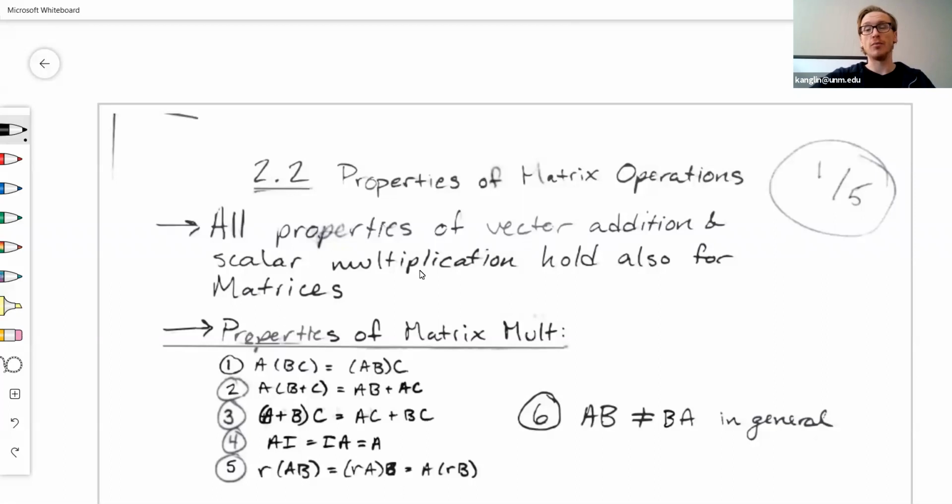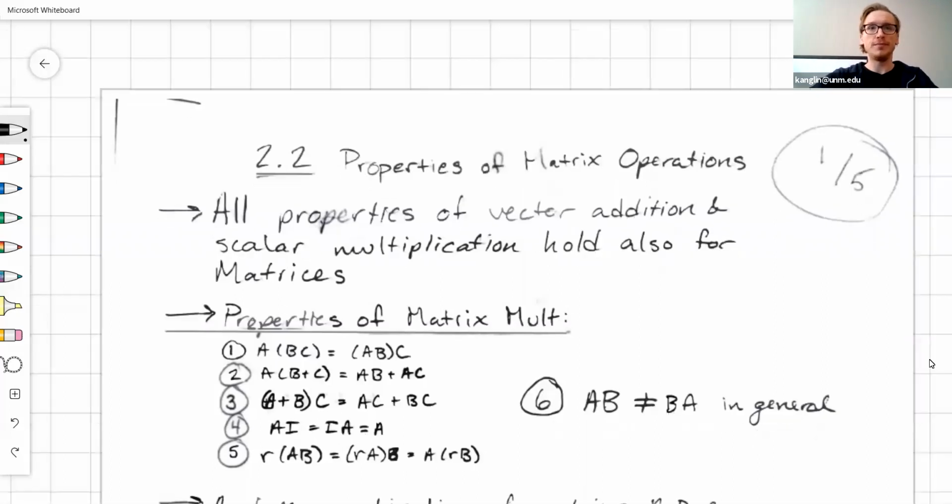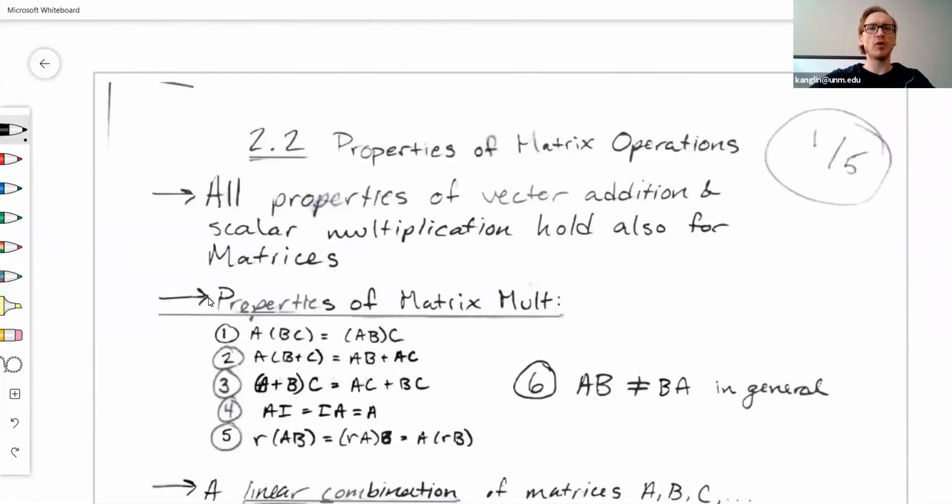Under addition and scalar multiplication, we'll see matrix multiplication is quite a bit different. Some of the properties of matrix multiplication are very different from vector addition and scalar multiplication, right? Vector addition and scalar multiplication, we know that, so we're not even going to address that for matrices. We'll just say all those same rules hold for matrices. But for matrix multiplication, we do need to talk about the properties. What sort of manipulations are we allowed to make to these expressions?